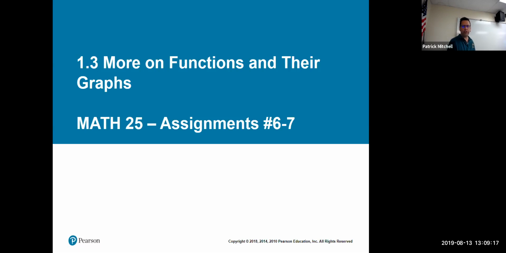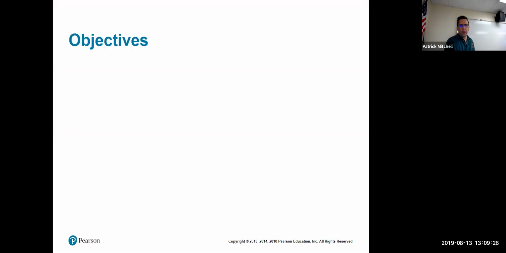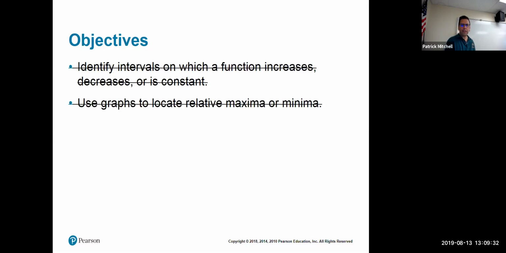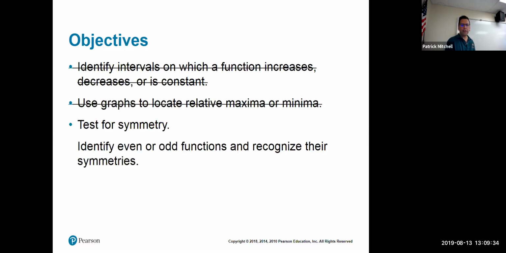So you probably just watched recently 1.2, where we got into really reviewing functions. So now we're going to get a little more deeply into it. So you'll notice on this list of objectives that some things are crossed out. So these are things that I am saving for pre-calculus.